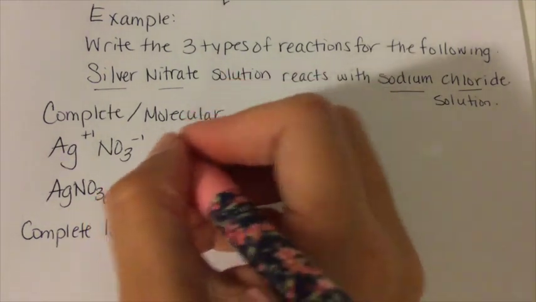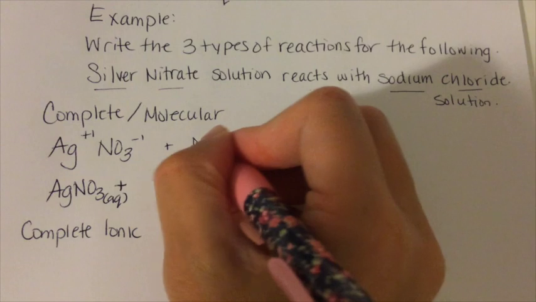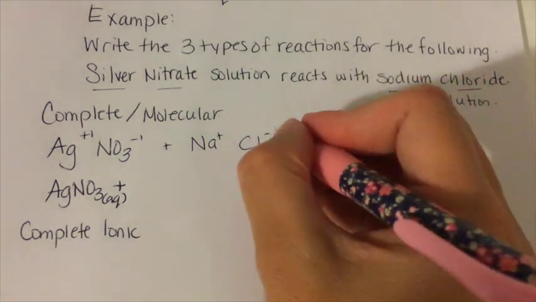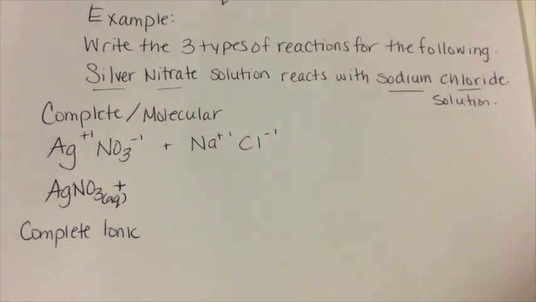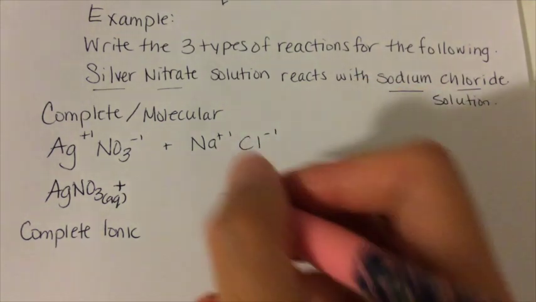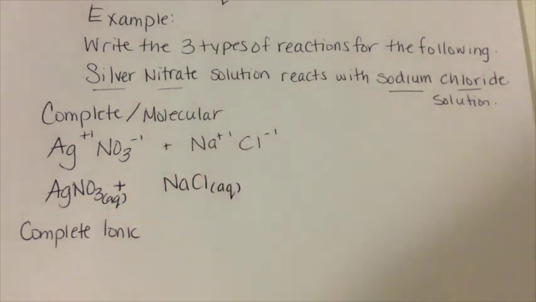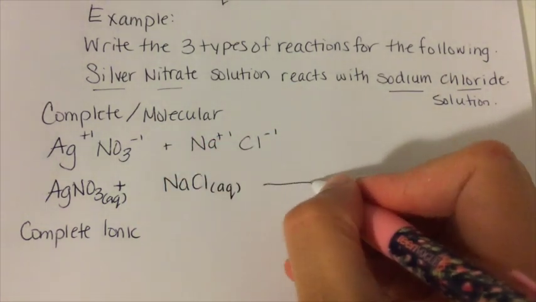We're going to add that to sodium chloride, which is Na+1 and Cl-1. So again, those charges are the same number, opposite sign, so they cancel out. And the formula for sodium chloride solution would be NaCl(aq).